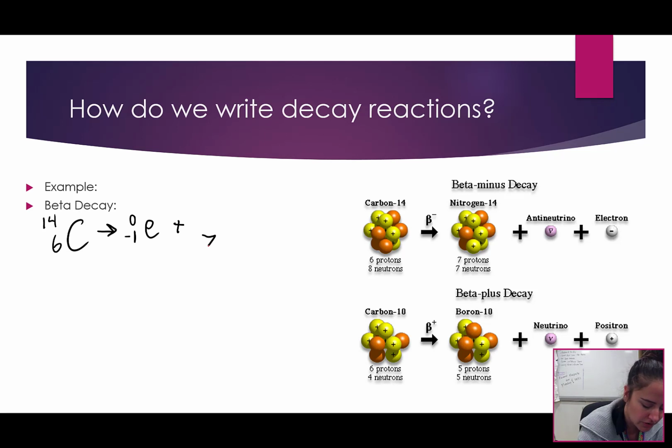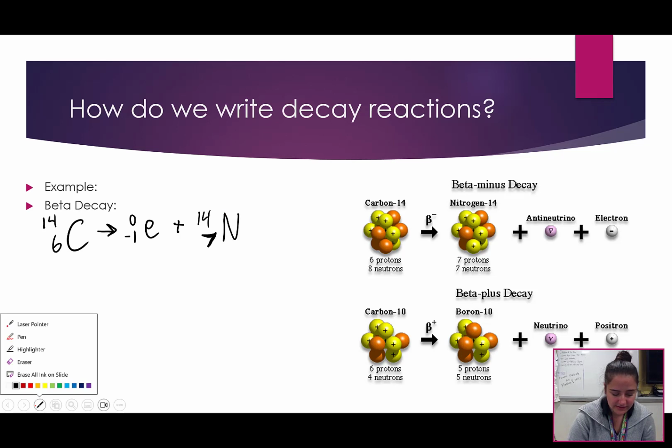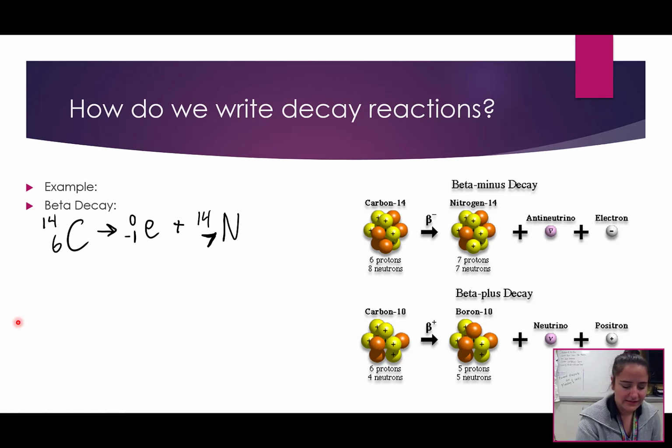So the number of protons is going to go up by 1. Instead of having 6, now it has 7. But the mass doesn't change because neutrons and protons have approximately the same mass, so that'll be 14. We look at number 7 on the periodic table, and it is nitrogen. This also checks out because -1 plus 7 equals 6, and 14 equals 0 plus 14.